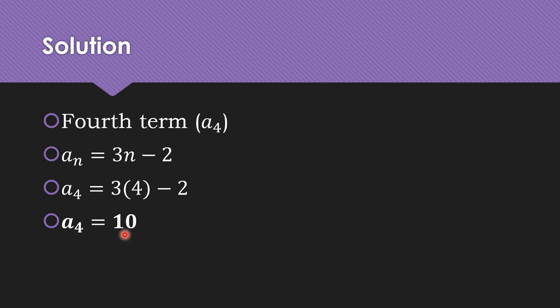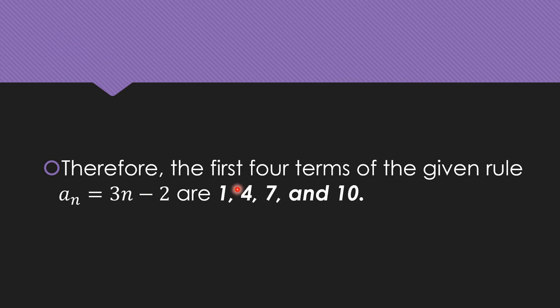So, to finalize our answer, the first four terms using the rule a sub n is equal to 3n minus 2 are 1, 4, 7, and 10. That's it. These are the first four terms using the given rule a sub n is equal to 3n minus 2.